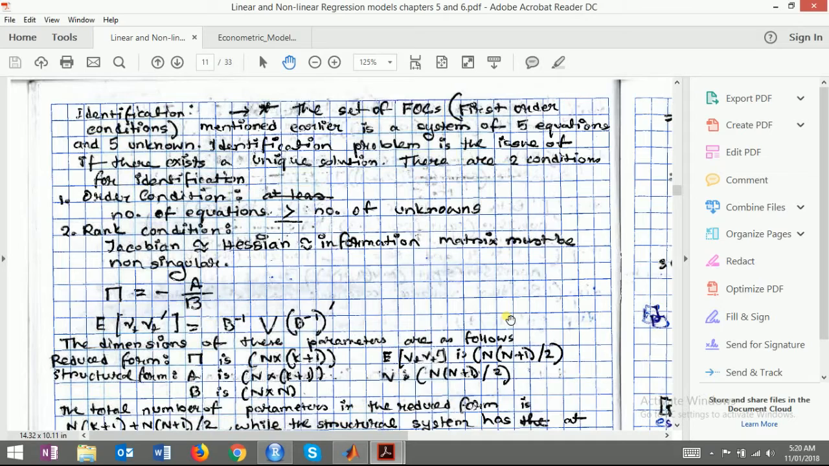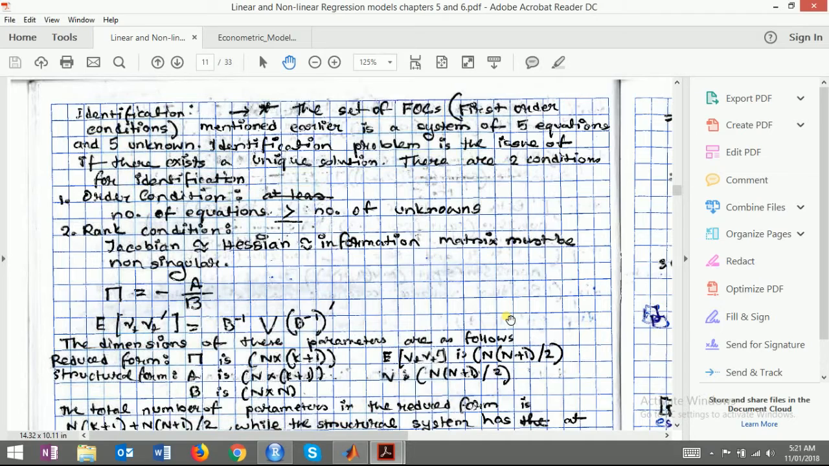the expected value of v and v transpose, the covariance between them, is n into n plus 1 divided by 2. Structural form, A is n by k plus 1, so V omega is n into n plus 1 by 2. B on the other hand is a square matrix, n by n. So phi and A are rectangular matrices and B is a square matrix. The total number of parameters in the reduced form is n into k plus 1 plus n into n plus 1 divided by 2.